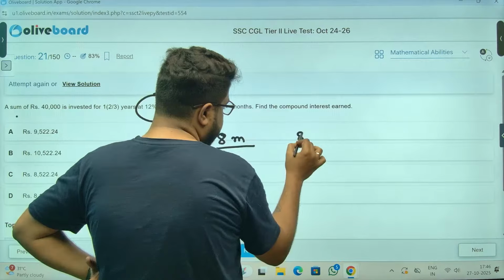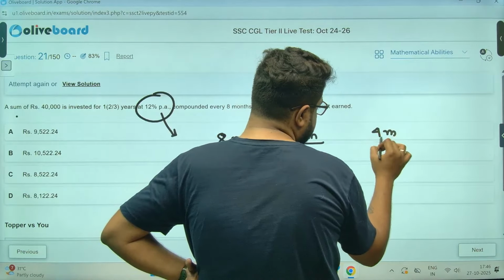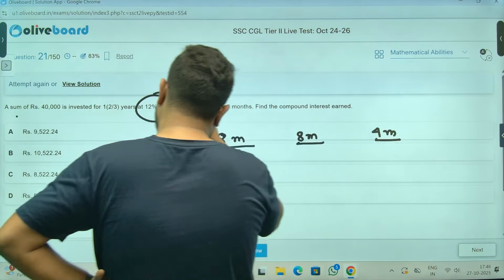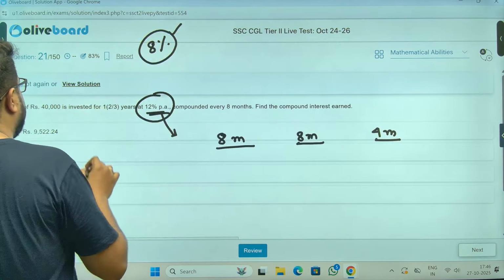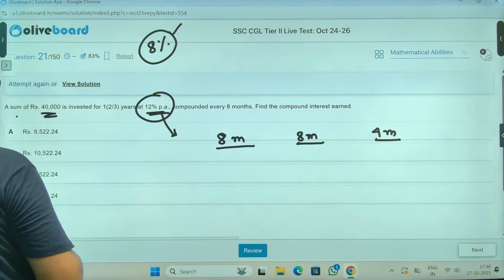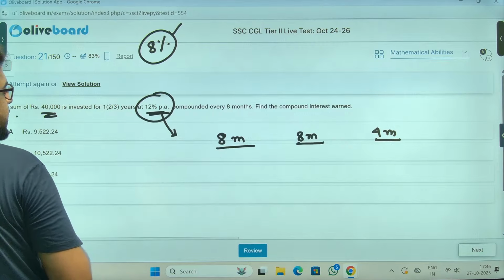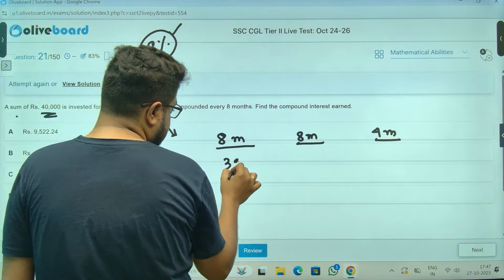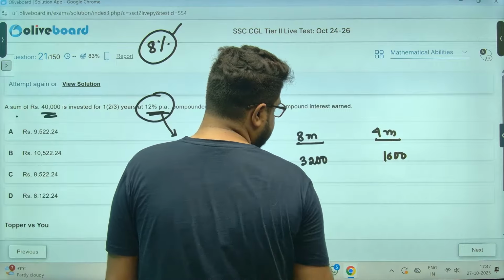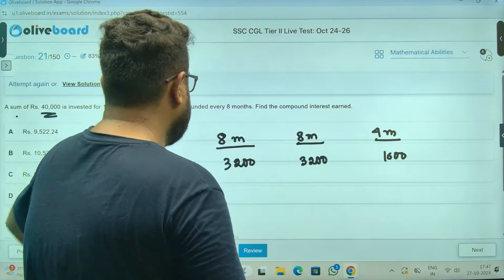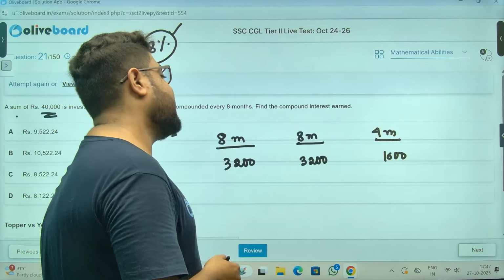8 months, 8 months, 4 months. Sir, 12% per annum, in 8 months I'll get 8%, right? Think 40,000, 8%, 10% is 4,000, so 3,200 rupees. 3,200 rupees I'll get for the first 8 months. Here also I'll get 3,200. Here I'll get 1,600. Right? Now, I don't know why I was writing this 3,200.